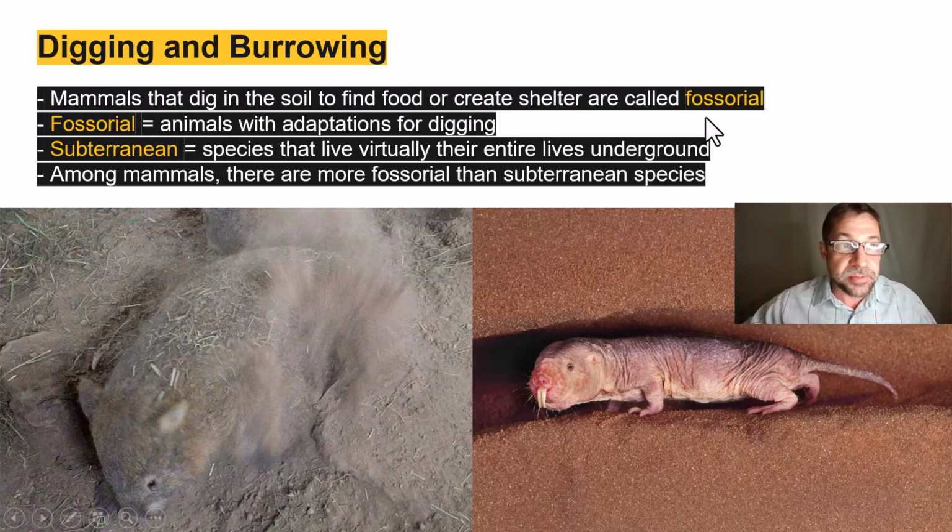So it's useful at this point to distinguish between the terms fossorial and fully subterranean. Fossorial refers to animals with adaptations for digging, like this wombat pictured at bottom left, whereas a subterranean species refers to species that live virtually their entire lives underground, like this African naked mole rat. Among mammals, there are far more fossorial than subterranean species.